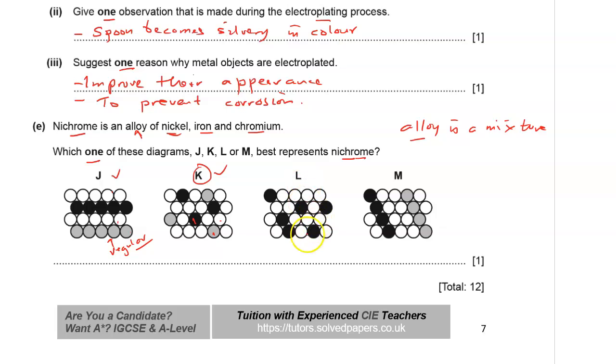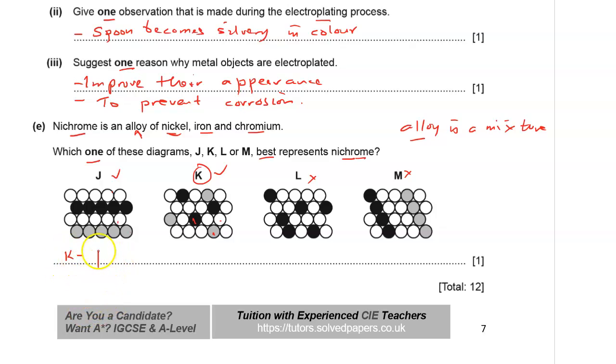L has got only two types of atoms, black and white. So it means that these are two metals, but nichrome is three metals, nickel, iron, and chromium. So L is out. And then M is also regular. You can see the atoms of different metals are arranged along one particular line. So this is also not correct. So we are told which one of these best represents nichrome. So this will be K.